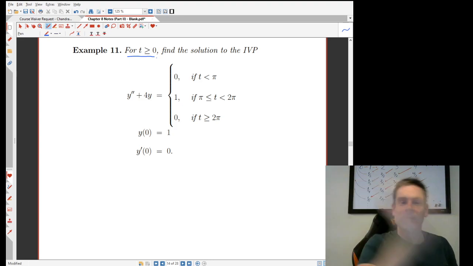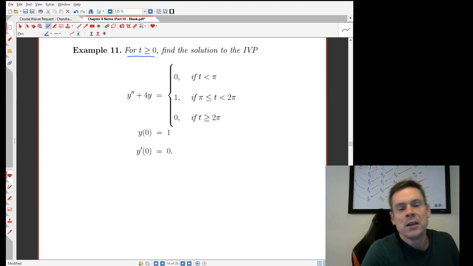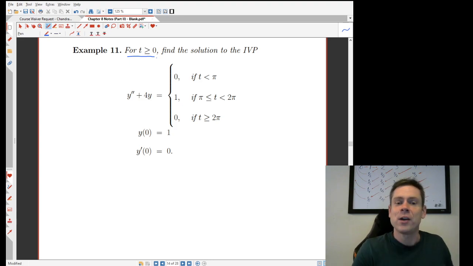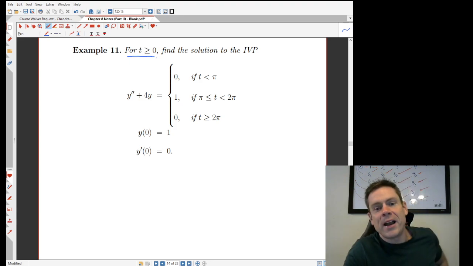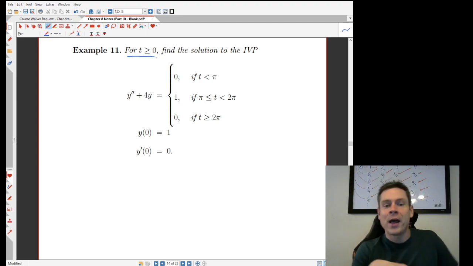and then when you take the inverse transform and come back, you get functions that are valid only from t equals 0 on. So we have 0 if t is less than pi, something switches on and we have a force of 1 between pi and 2 pi, and then back to 0 afterward. So we have y double prime plus 4y.